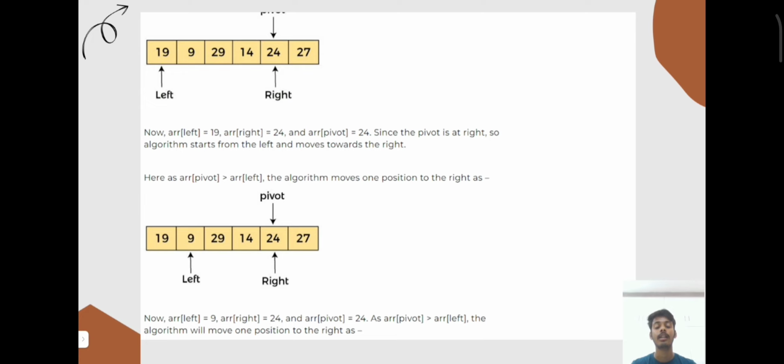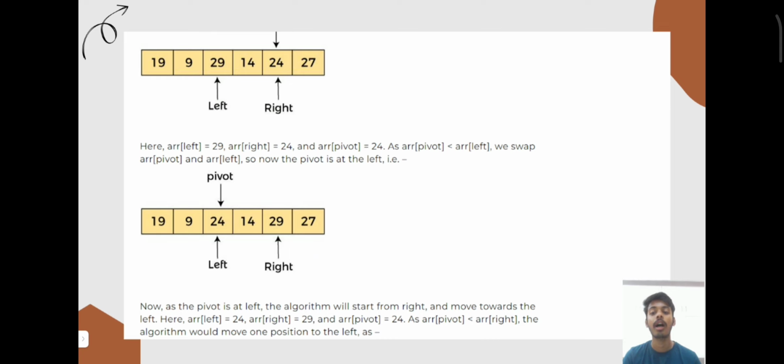Since the pivot is at right, the algorithm starts from left and moves towards the right. Here, array of pivot element is greater than array of left element. The algorithm moves one position to the right as given below in the example. Now array of left is equal to 29, array of right is equal to 24 and array of pivot is equal to 24. As array of pivot is less than array of left element, we swap array of pivot and array of left. So now the pivot is at the left, as shown in the below figure.